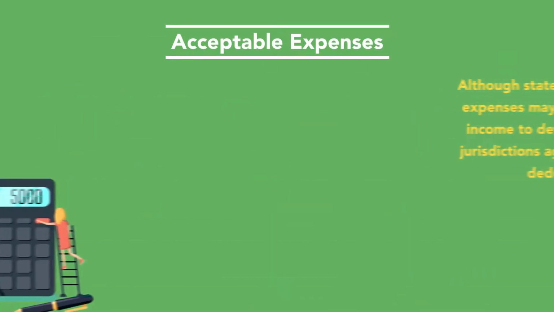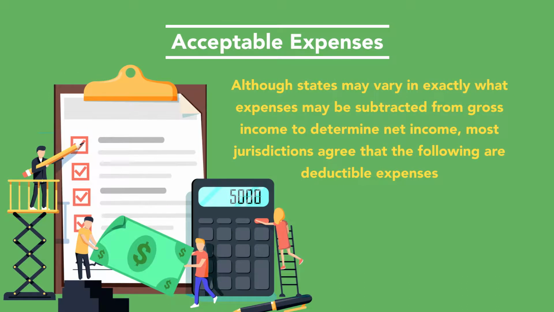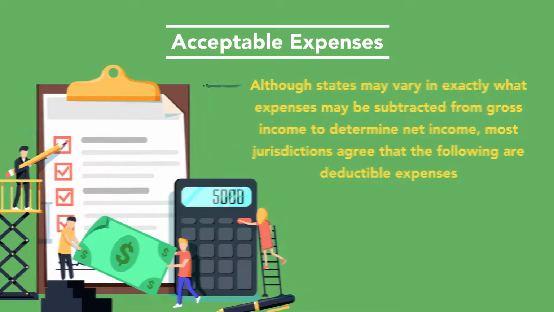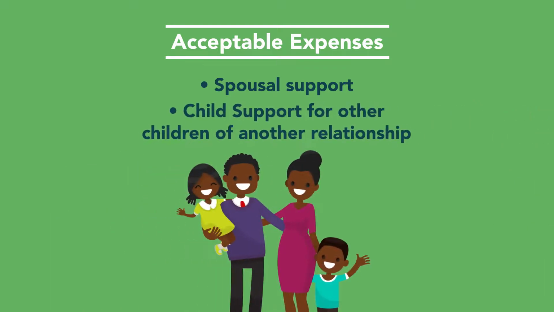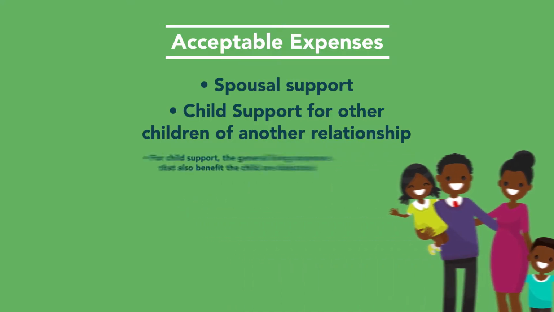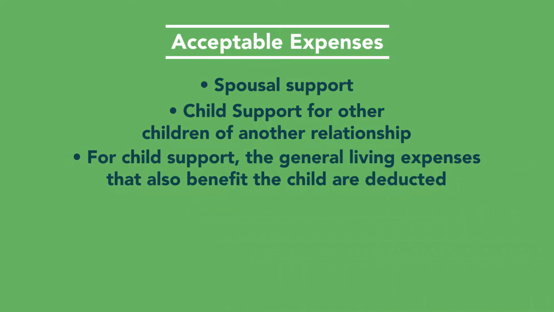Acceptable expenses. Although states may vary in exactly what expenses may be subtracted from gross income to determine net income, most jurisdictions agree that the following are deductible expenses. Spousal support is deducted from the payer's income before child support is determined. Child support for other children of another relationship, especially if they are living in the party's home. For child support, the general living expenses that also benefit the child are deducted.